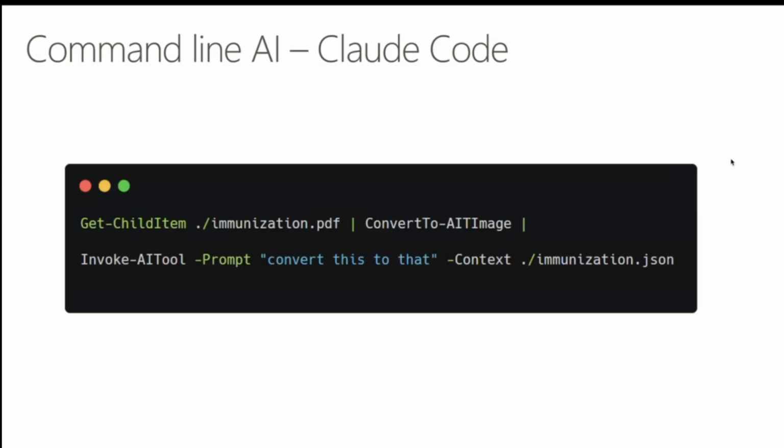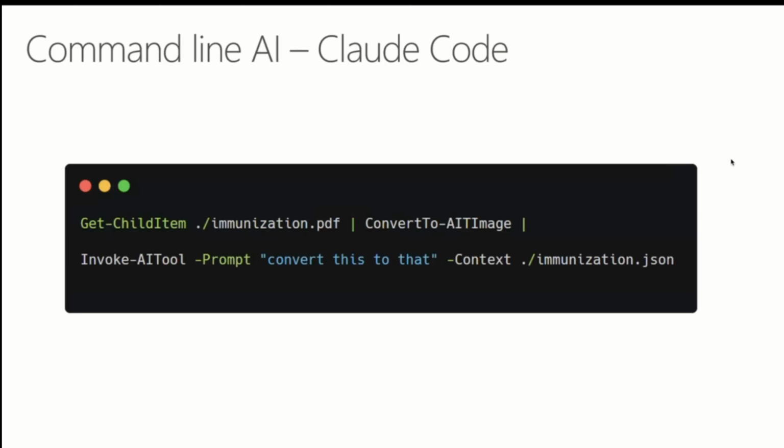I could specify the tool that I wanted, Claude, Copilot, Gemini, and I didn't have to learn each of the parameters. I can just say -prompt, -context, and it's the same across the board. So I wrote AI Tools.